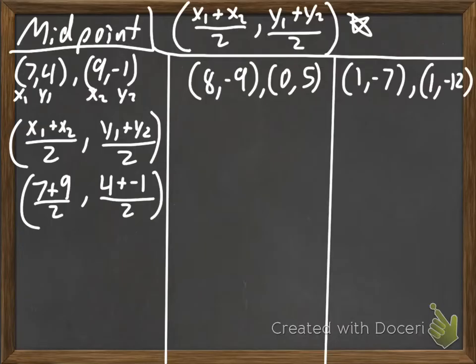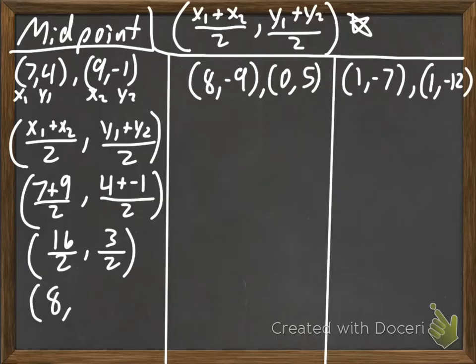So 7 plus 9, 16. 4 plus negative 1 is 3. 16 divided by 2 is 8. And 3 divided by 2 is 1.5. And I want you to put the decimals because I want us to think about this as if we are going to graph it. I want to graph a decimal instead of a fraction. So write down the decimal form of these. So I'm going to do 2 more examples with you and give you 3 examples to do on your own.